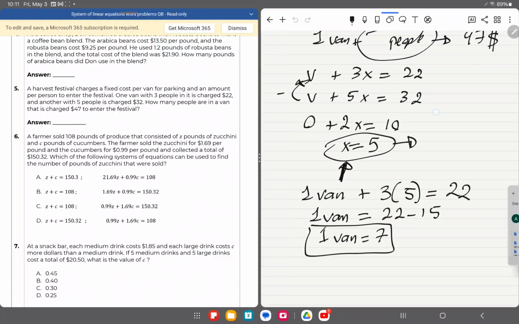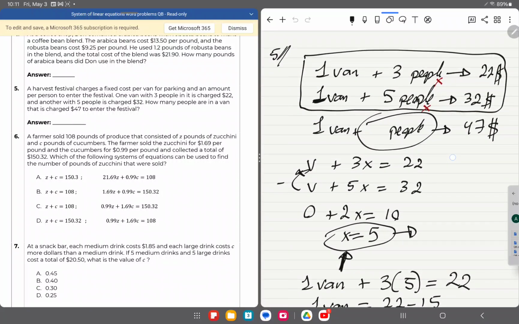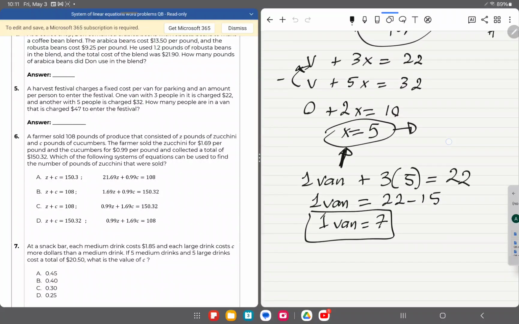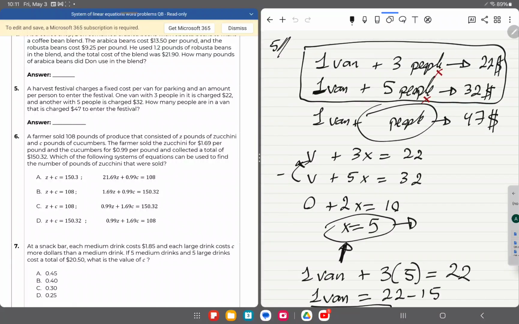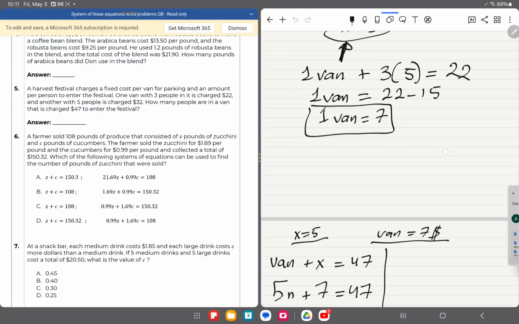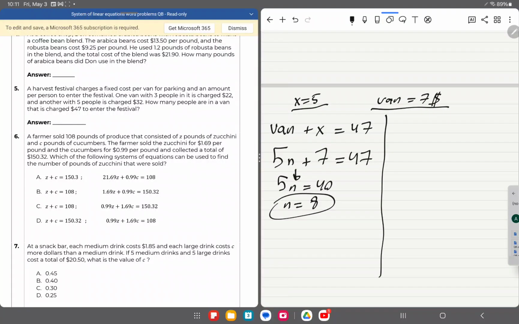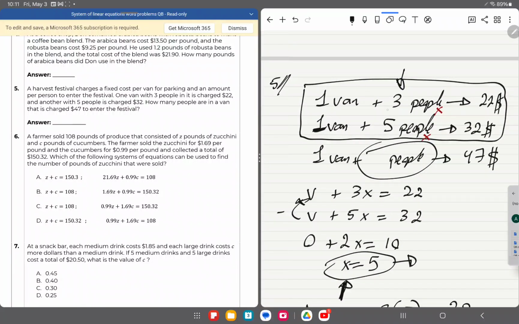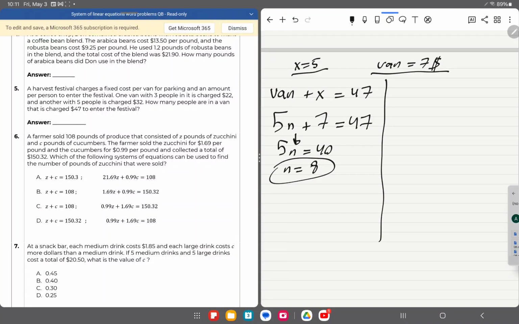So maybe the definition of x over here is supposed to be the cost per person. x is the cost per person, not the number of people. So now we've put n, the number of people. Earlier n over here was 3, and n over here was 5. So no, he doesn't have discounts for bigger groups. So this one is a standard. So 5n plus 7 is equal to 47.